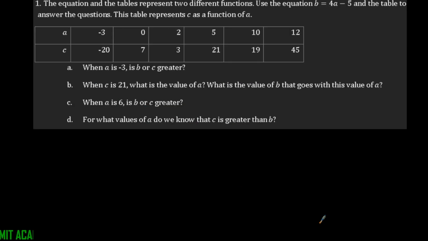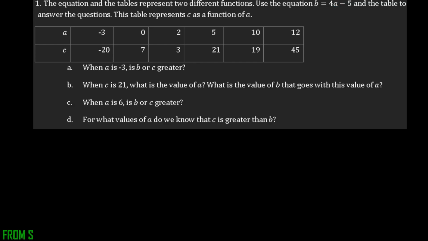Moving to the back. For number 1 on our practice problems, it says the equation and the table represent two different functions. It says use the equation b equals 4a minus 5 and the table to answer your questions. This table represents c as a function of a. So a is going to be our independent variable. That's what we plug into our function, where b and c are going to be the dependent variables. So we got two different functions here.